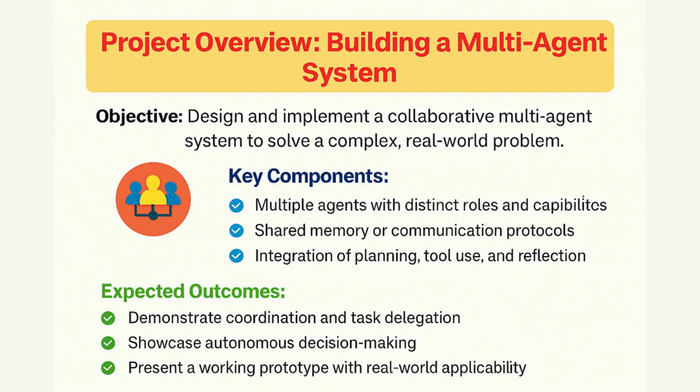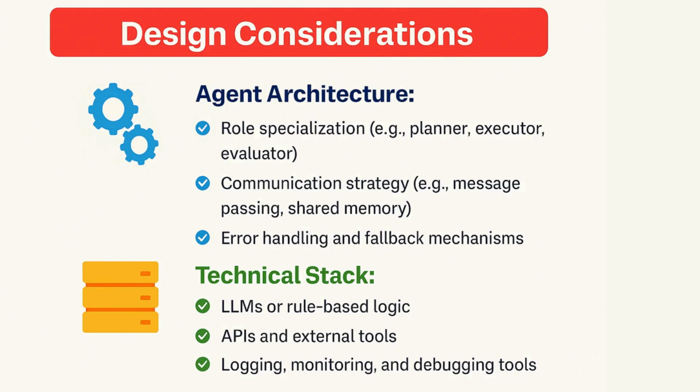The integration of planning, tool use, and reflection ensures that the agents not only act but also adapt and learn, hallmarks of agentic intelligence. In the second slide, it deep dives into design considerations, emphasizing the importance of architectural clarity. Role specialization allows agents to focus on specific tasks, while robust communication strategies such as message passing or shared memory enable seamless collaboration. Error handling and fallback mechanisms are critical for resilience. The technical stack includes LLMs, APIs, and essential tools for monitoring and debugging, ensuring the system is both functional and maintainable.